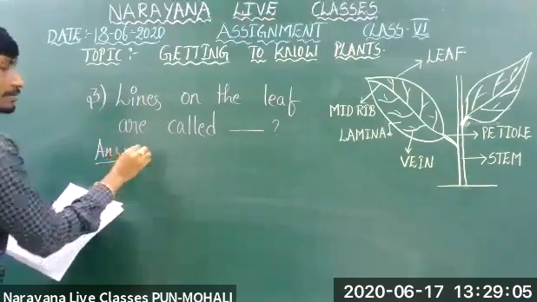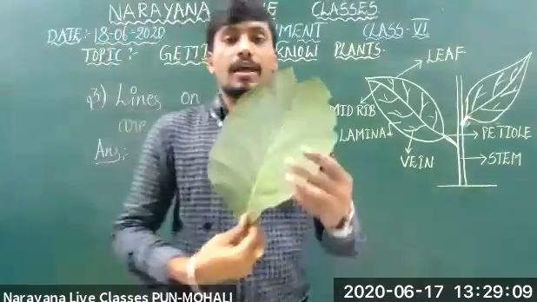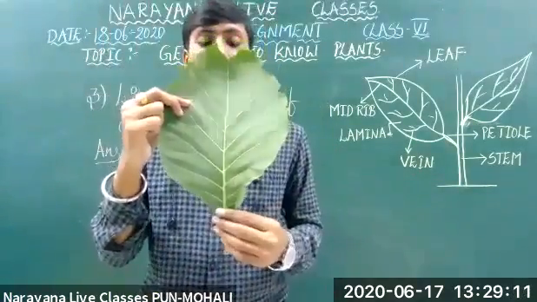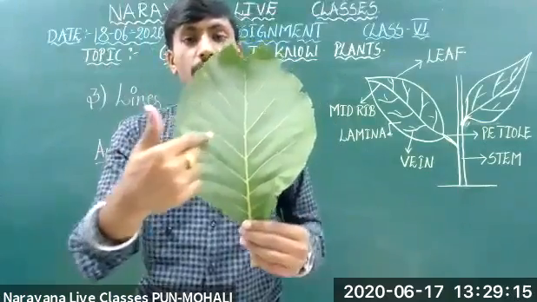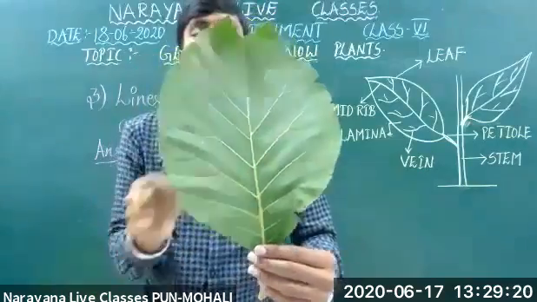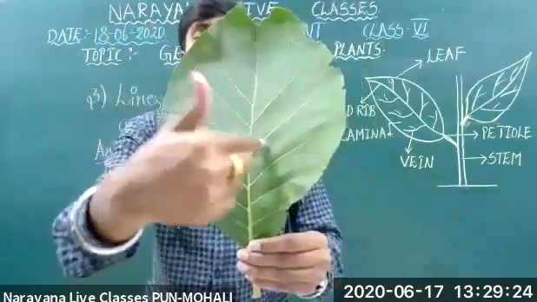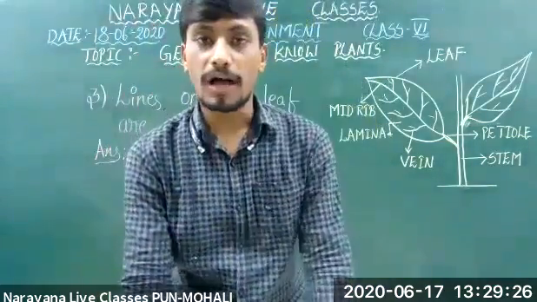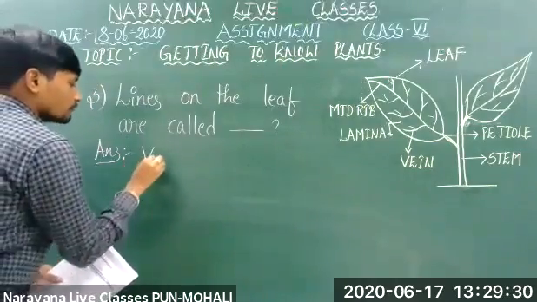Here we will see this is the leaf. You can find the leaf lines, no? These lines, which are present on the leaf. On the back side and front side, there will be lines on the leaf. We used to call those lines veins.